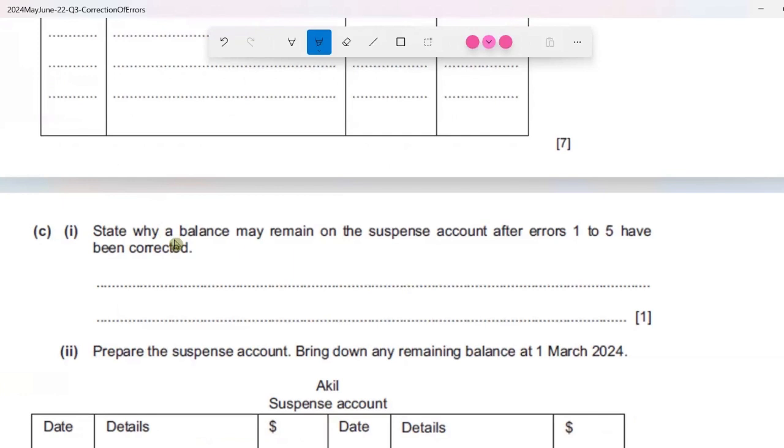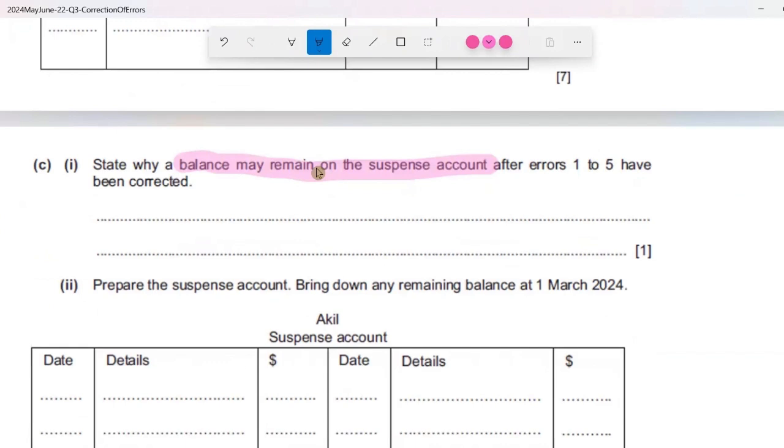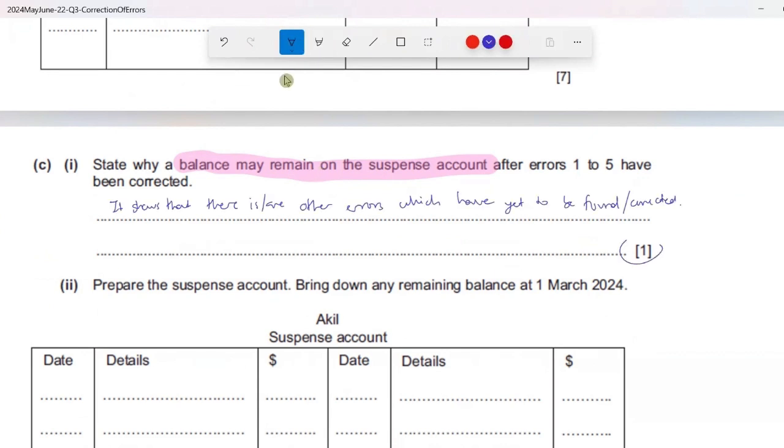C1. State why a balance may remain on the suspense account. Why does a balance remain on a suspense account after errors have been recorded? We can also quickly answer this one. A suspense account is to hold the difference between the debit and credit side in the trial balance because the error has yet to be identified. If after errors 1 to 5 have been corrected there's still a balance remaining, that means only one thing. There are still other errors that have yet to be discovered and no correction done yet. Okay, so that's the 1 mark for this part.